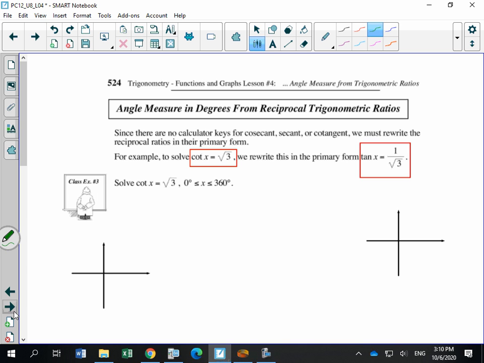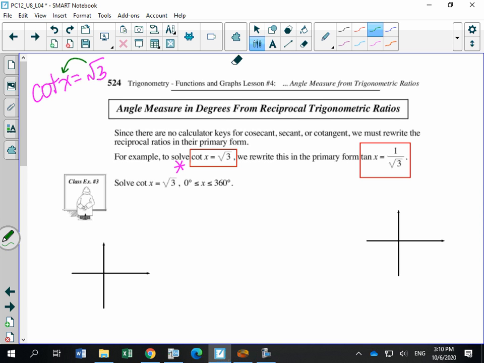Okay, class example 3, it's going to give you this note. This is just something important to make note of. Remember from the last lesson, there's no calculator for the reciprocal trig ratios. So there's no calculator key for cosecant, secant, and cotangent. So for example, if I gave you cotan of x is equal to root 3, and I said we need to find what is angle x, how would you find that if you don't have the button?